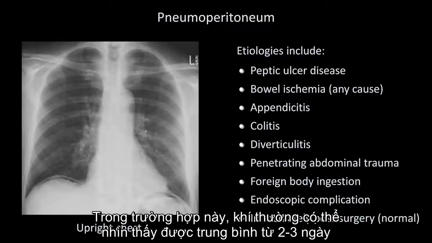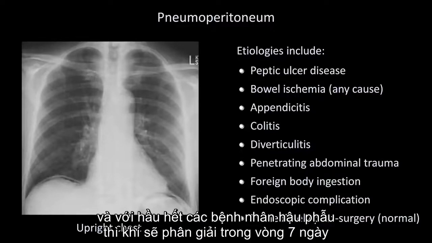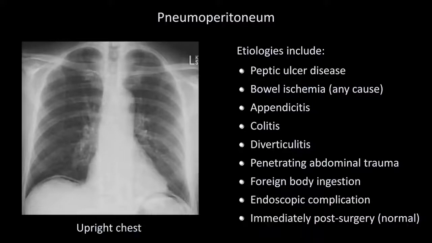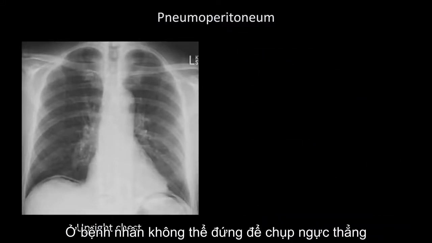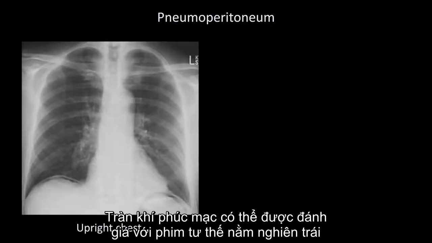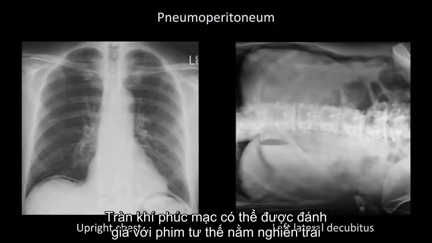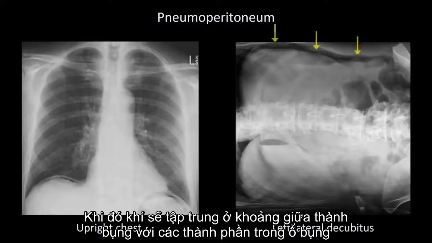In this circumstance, air usually remains visible for 2 to 3 days on average, with almost all post-surgical patients having resolution of the air within 7 days. As mentioned, while discussing the X-ray views, in patients unable to stand upright, pneumoperitoneum can be evaluated with a left lateral decubitus film, where the gas will collect between the intra-abdominal contents and the abdominal wall.